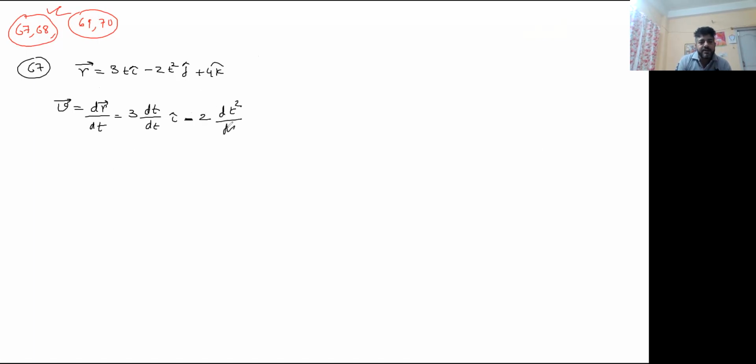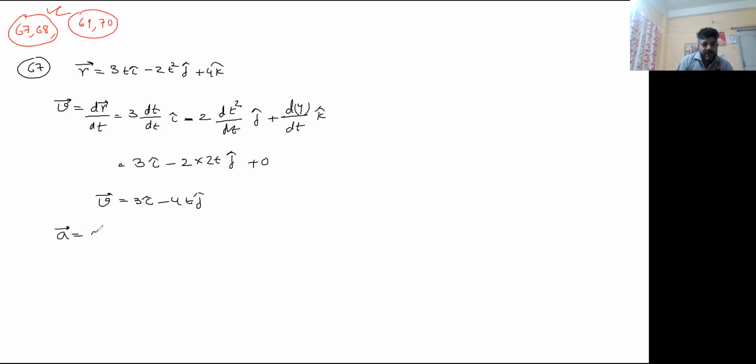2t² by dt j plus d4 by dt k. Now 3 dt by dt is 1 minus 2 into t square. We all know how to differentiate this j, and this one is 0. So my velocity equation is 3i minus 4tj. Yes or no? Yes.